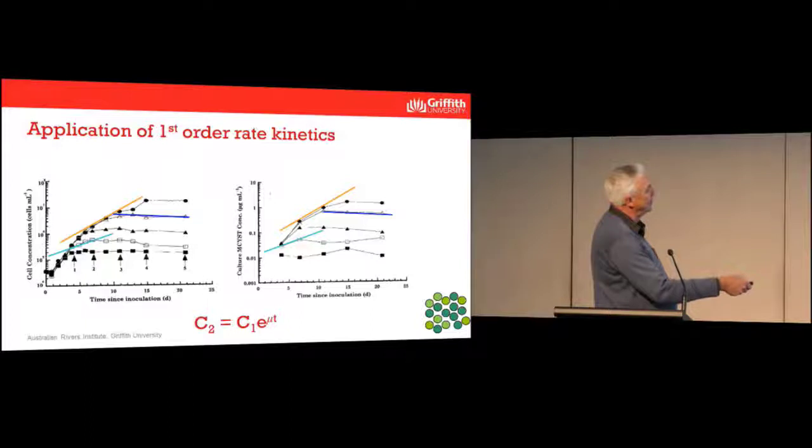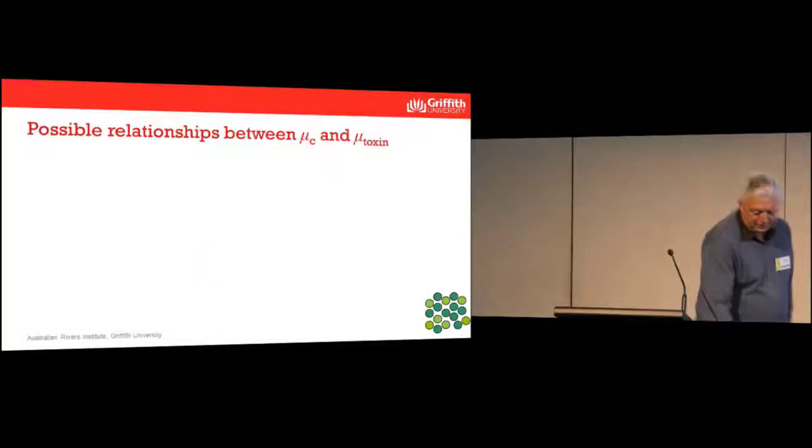So this line here represents mu tox, or the rate of production of toxin, and this line here represents mu c, or the rate of production of new cells. So what are the possible relationships between mu c and mu tox?